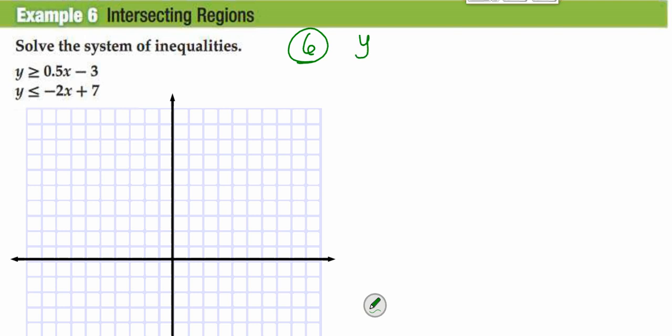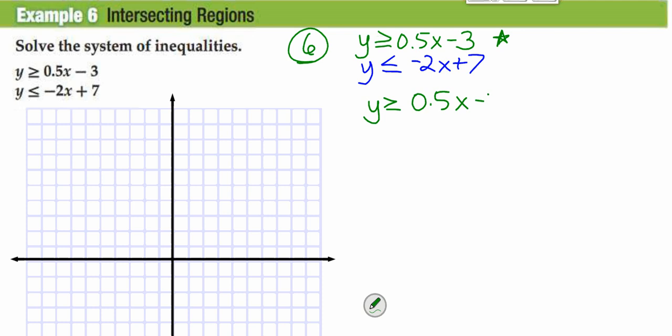So the two inequalities are y is greater than or equal to 0.5x minus 3. That'll be my green one. And the other one is y is less than or equal to negative 2x plus 7. So I'm going to do this green one first, and I'll just rewrite it here: y is greater than or equal to 0.5x minus 3.